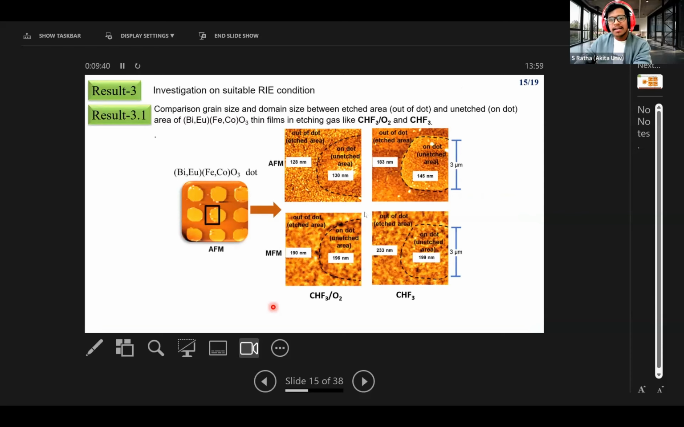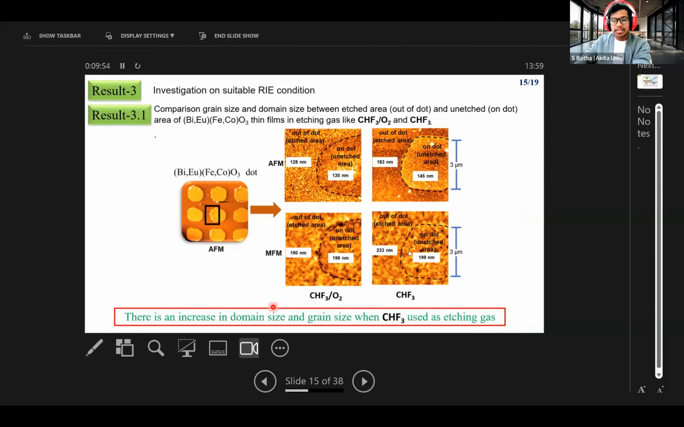Now I'll be checking reactive ion etching, but what type of reactive ion etching? What is the better reactive ion gas? So I considered two gases. One is CHF3 in the presence of oxygen, and another is only CHF3 in the absence of oxygen. You can see that in the presence of oxygen there is almost no change in the grain size and domain size. But in the absence of oxygen, there is an increase in the grain size as well as domain size. That means if I carry out the etching in the presence of oxygen, that will give very little magnetic damage.